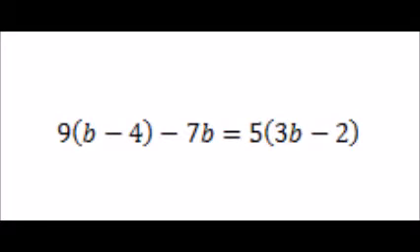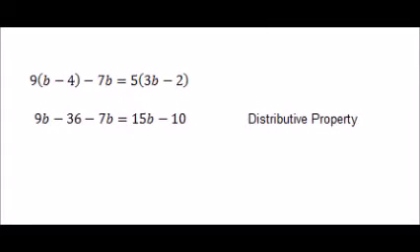As a final example, we'll look at an equation that has the variable on both sides. You'll find that the same rules apply. Our first move to solve this equation will be to use the distributive property to get rid of the parentheses on both sides. Next, we'll combine like terms on the left-hand side.